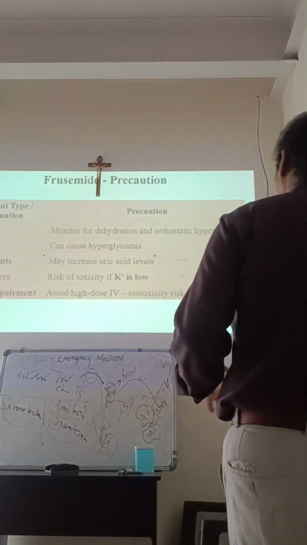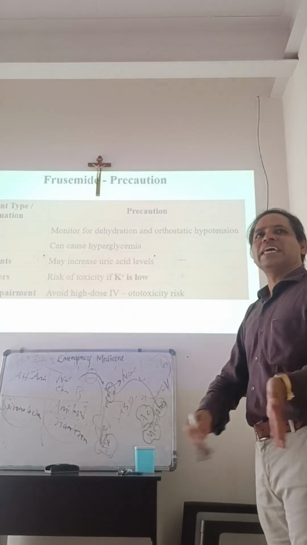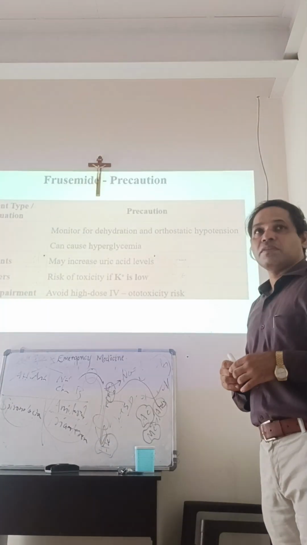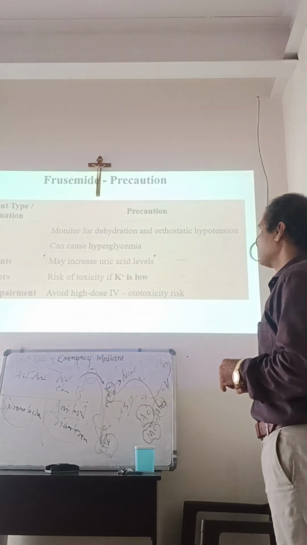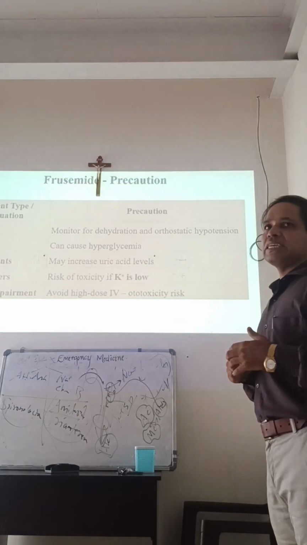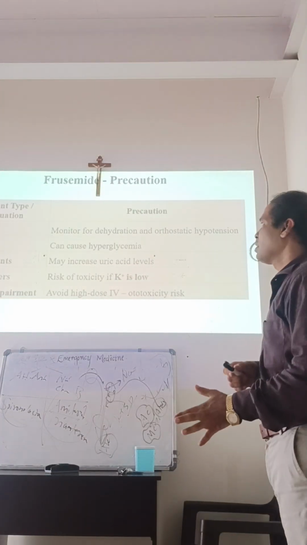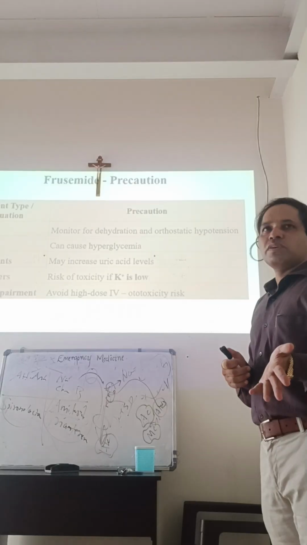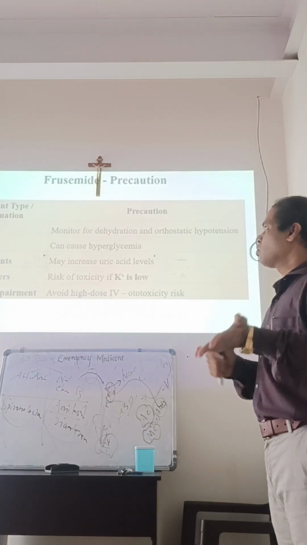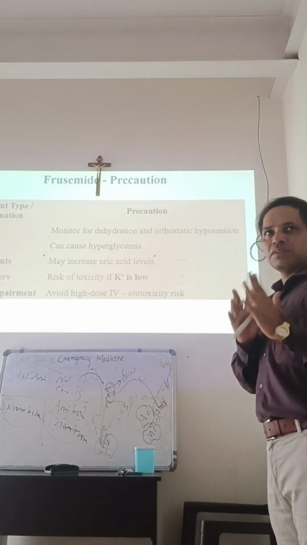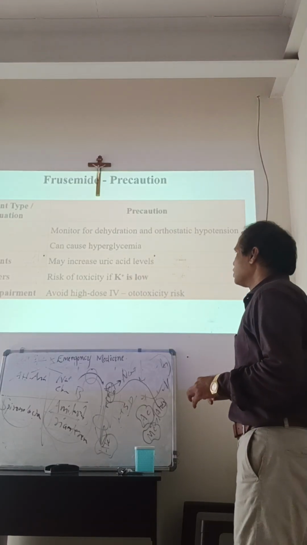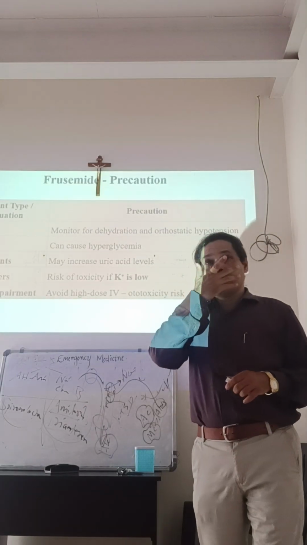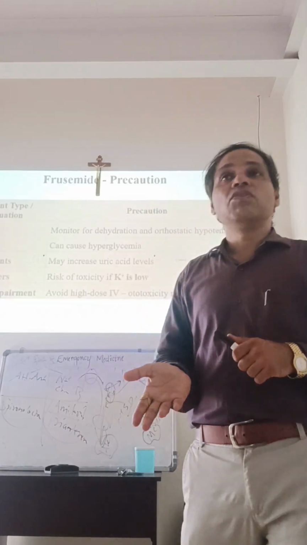Precaution. We are very careful in case of elderly, because it causes massive dehydration and orthostatic hypotension. Elderly are susceptible to that. Diabetes can cause hyperglycemia, so keep a watch on the blood sugar level. Gout patient, as I told you, it will increase the blood urate level, so if a gout history is there, be very careful. Digoxin users, because a low potassium level will increase digoxin toxicity.